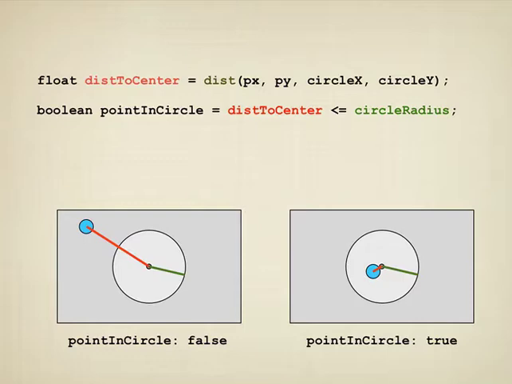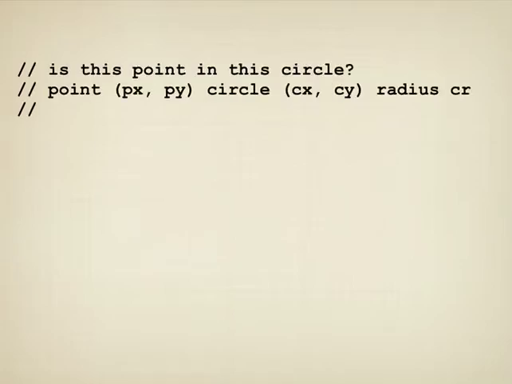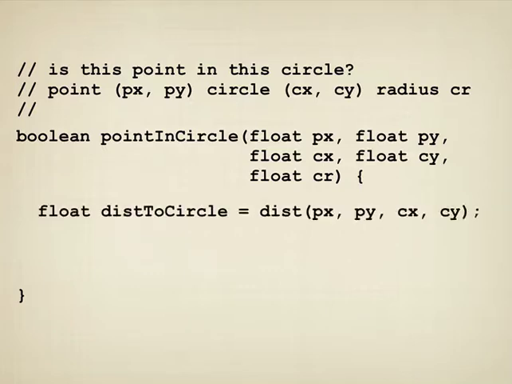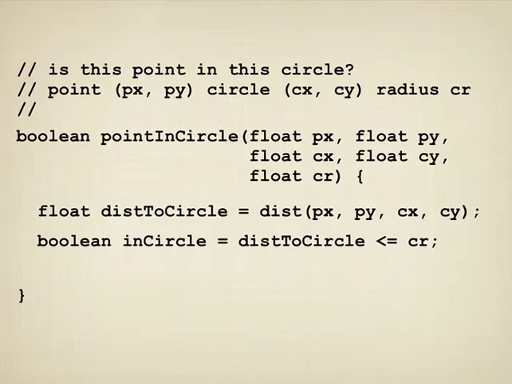Converting this into code, it just means taking those two lines at the top and putting them into a procedure. So we write it down by starting with a little comment to remind us. We write the function declaration. It returns a Boolean. It's called point in circle, and it takes these 5 floating point numbers. And then we just type in the two things we just saw. We compute the distance from the point to the center of the circle. We store that into a float. And then we compute a Boolean called in circle. And that simply is the test, distance to circle less than or equal to the radius. If it is, it's true. If it's not, it's false. And then we return that value.